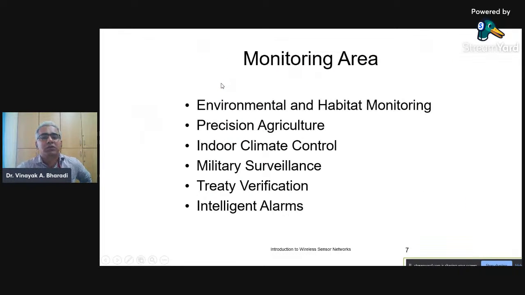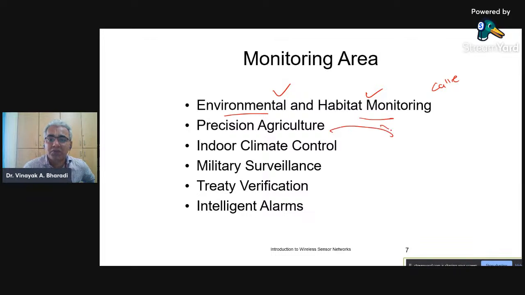So here you can see what you can monitor. Environmental and habitat monitoring, for example: there are endangered species and animals that have collar GPS sensors. A full jungle is covered, and using these GPS sensors they track where the species is moving. So they are monitoring the species, then habitat monitoring, environmental monitoring for specific air temperature and so on.